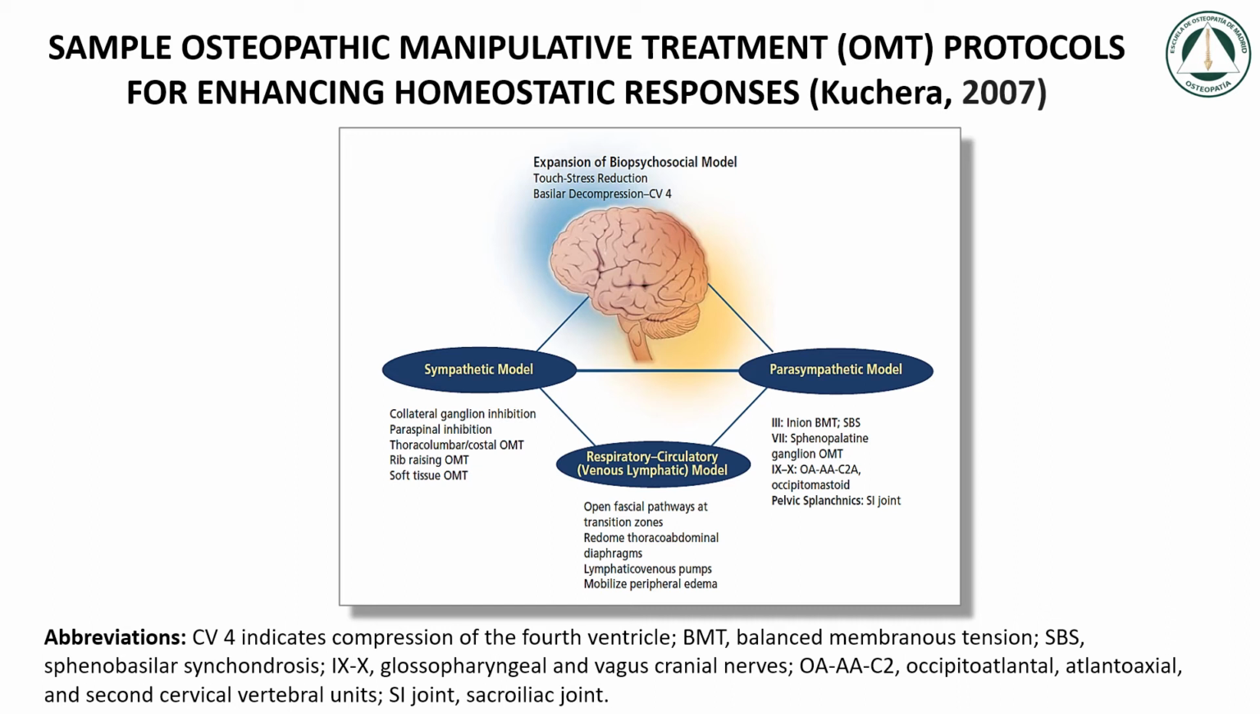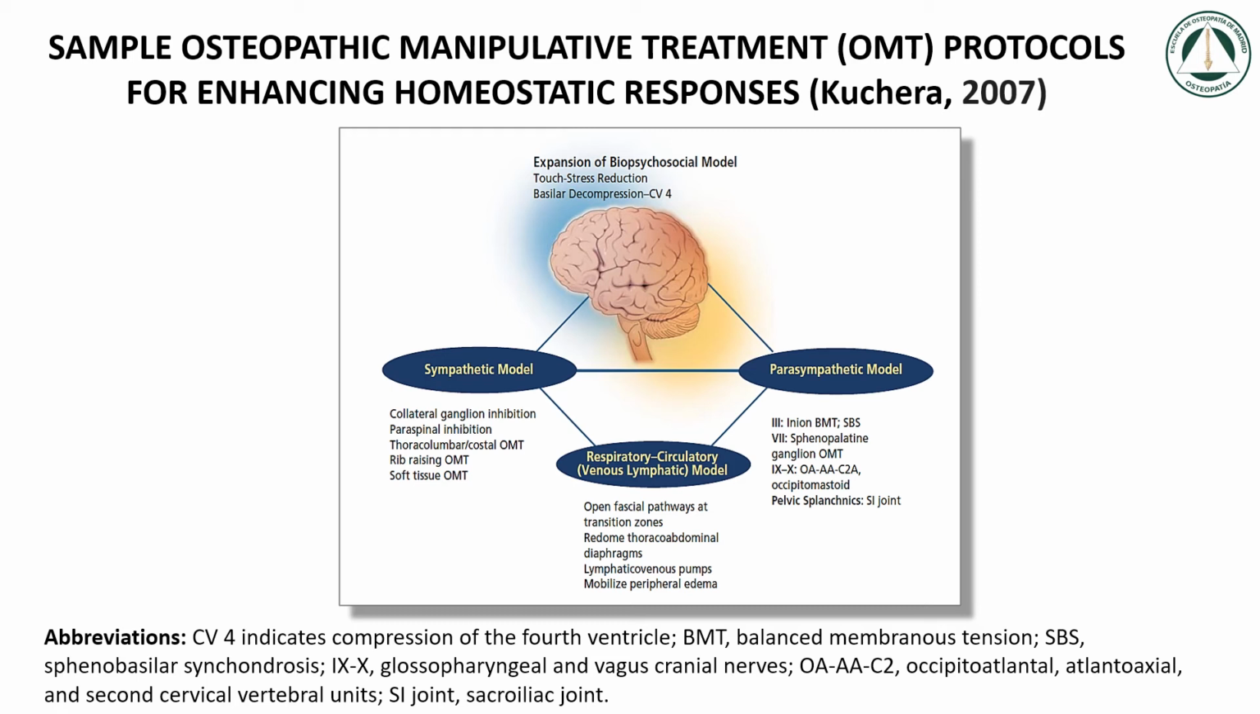Respiratory and circulatory, venous lymphatic, model includes open fascial pathways at transition zones, redome thoraco-abdominal diaphragms, lymphatic cavernous pumps, mobilize peripheral edema.